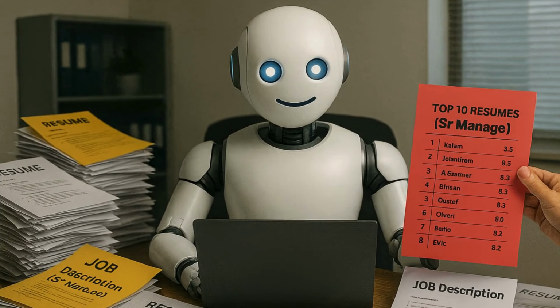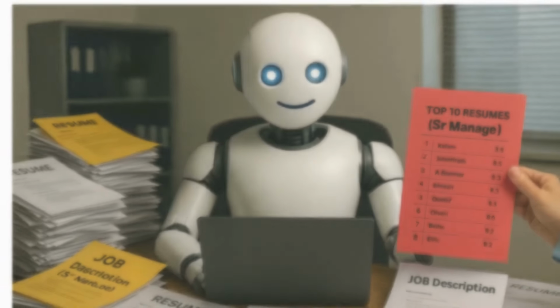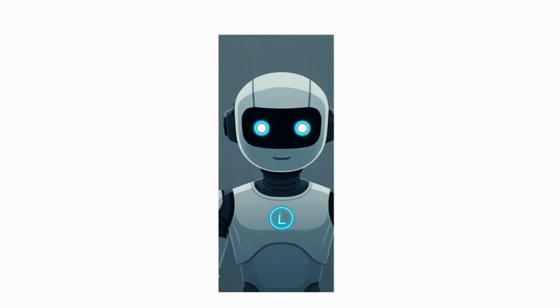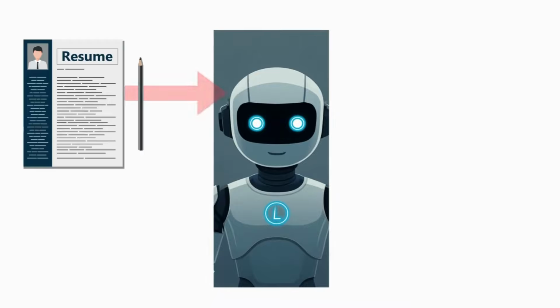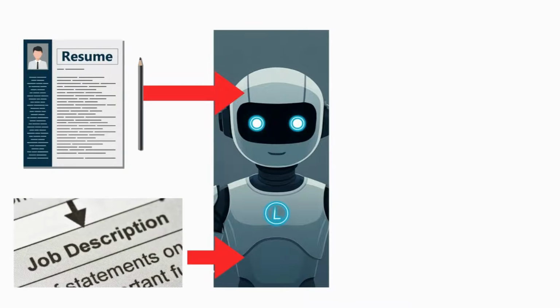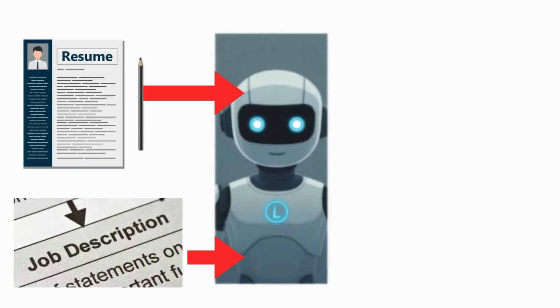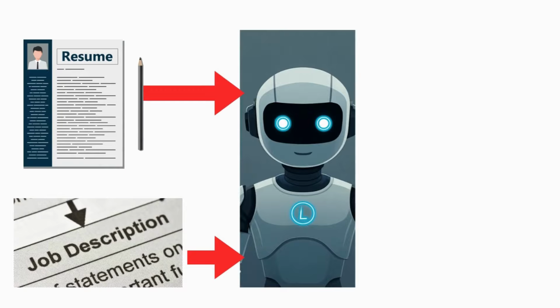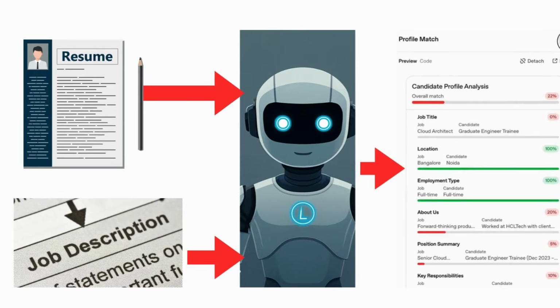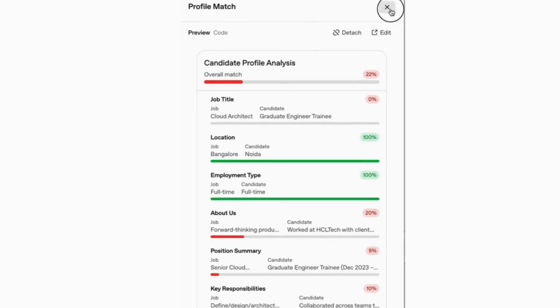But now, imagine the same situation again. This time, you're not alone. Instead of manually reading every resume, your AI agent steps in. Now, this is what changes everything. The AI agent reads every resume, understands the job description, matches skills, experience, and fit, and instantly produces a ranked list of candidates. Clean, organized, accurate, no stress, no manual effort, just the top 10 resumes, ready for review.